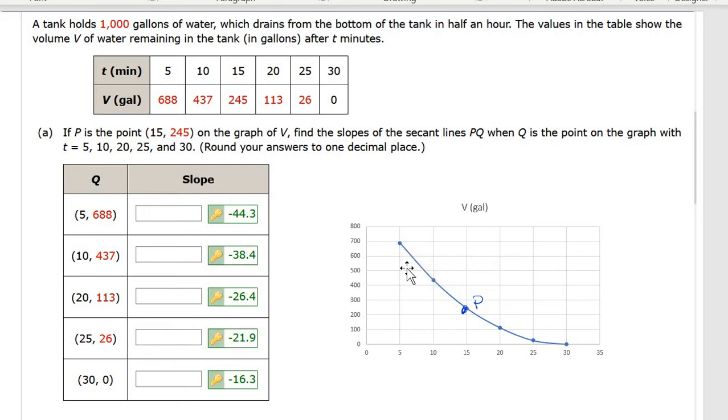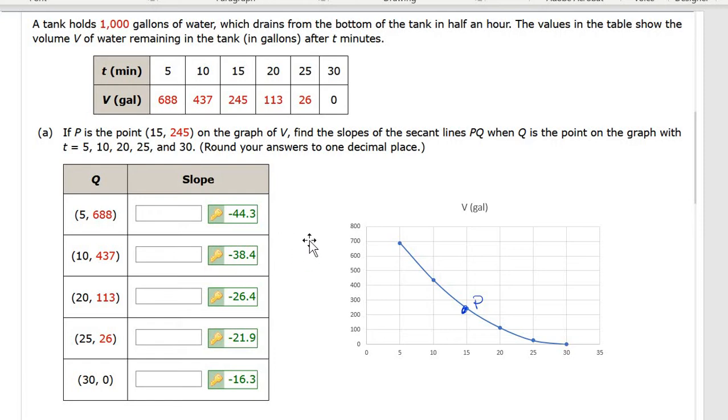And so as water starts to drain from this tank, you actually have a big drop at the very beginning and less so at the end. And so the slope is not uniform across this entire group. So you're trying to estimate what the slope would be right at that value P, at that point P.